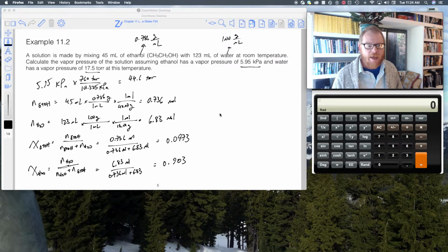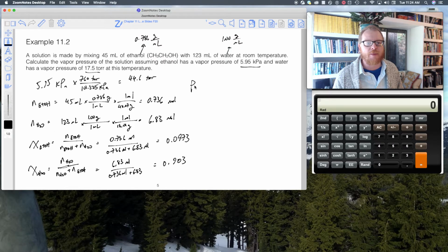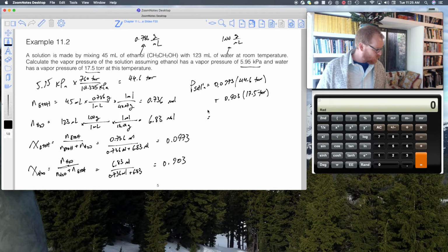Okay. And so now finally I can say the vapor pressure of the solution equals, it's going to be, so mole fraction of ethanol is 0.0973 times its vapor pressure, which was 44.6 torr, plus the mole fraction of water, 0.903 times its vapor pressure, 17.5 torr. And let's see what we get here.